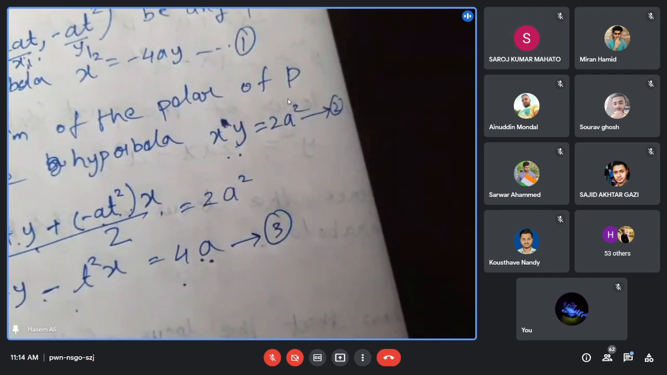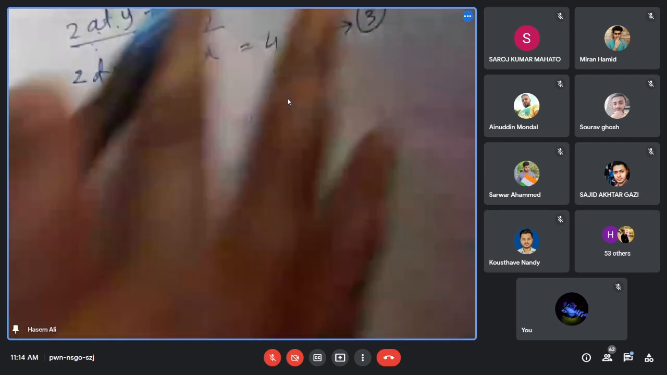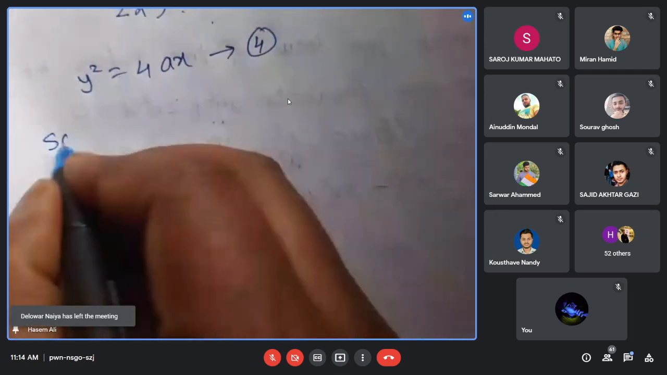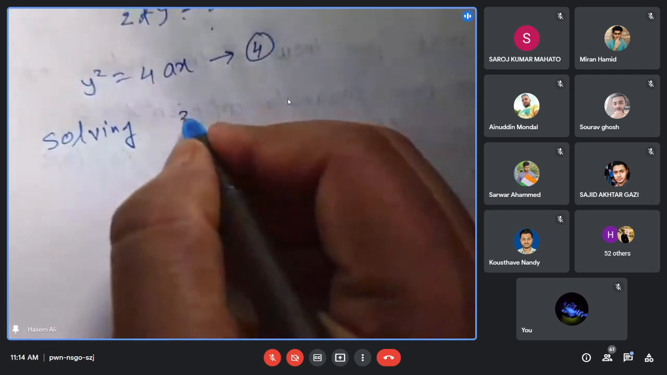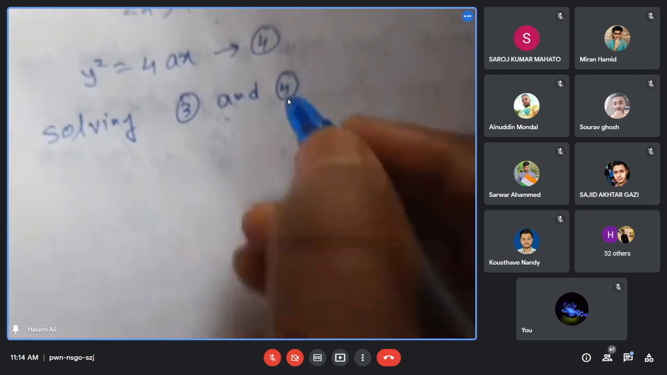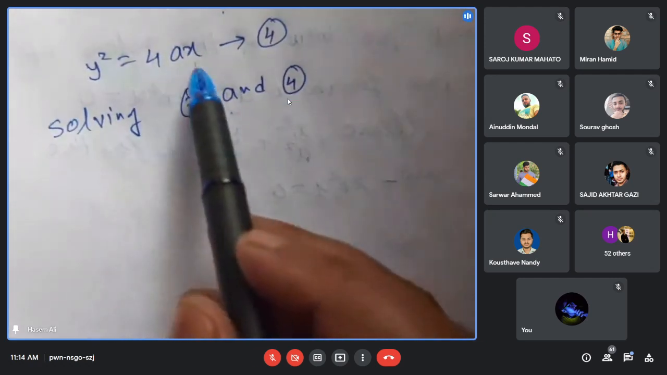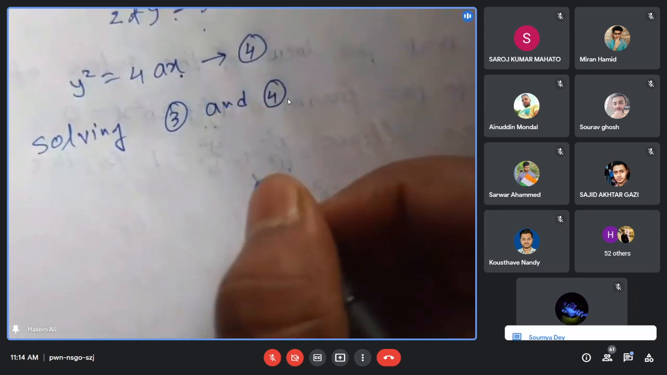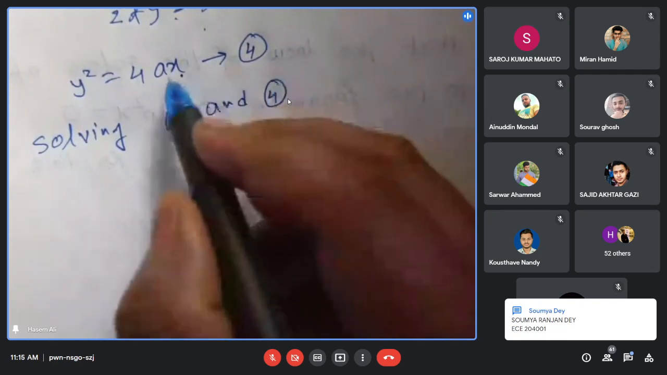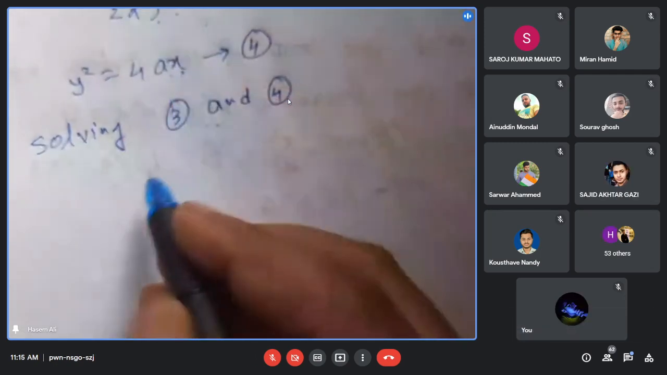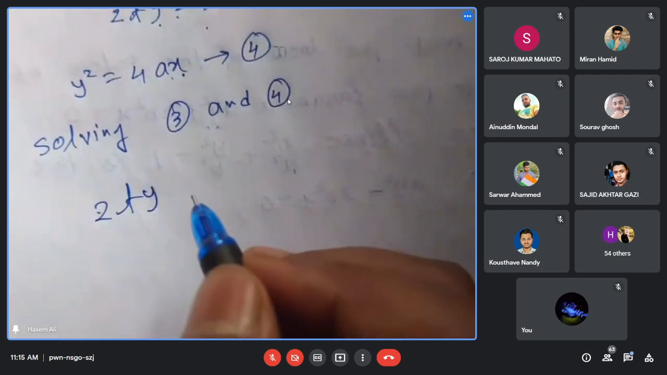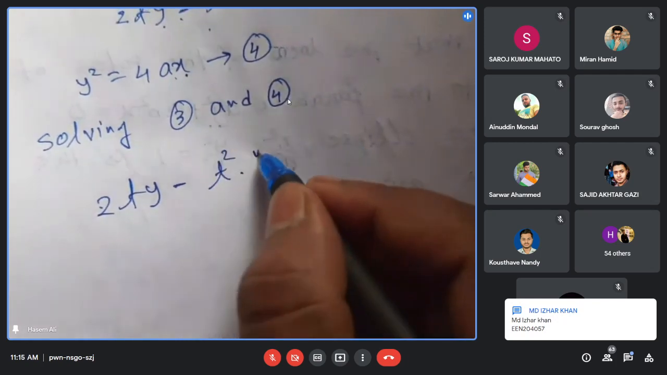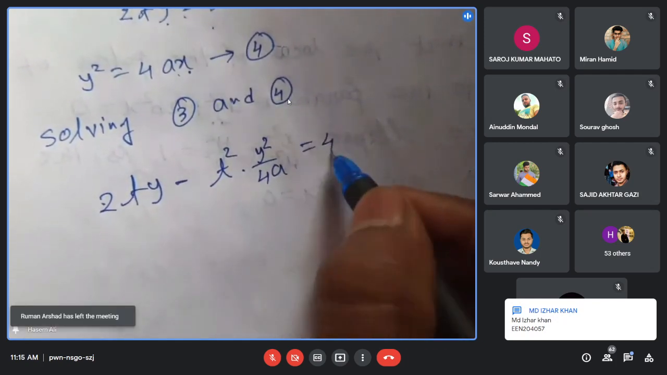Now y square equals 4ax. This is our given parabola. Solving 3 and 4. Now from equation 4, we have x equals y square by 4a. Just put this in equation 3. Then 2ty minus t square into x, meaning y square by 4a, equals 4a.